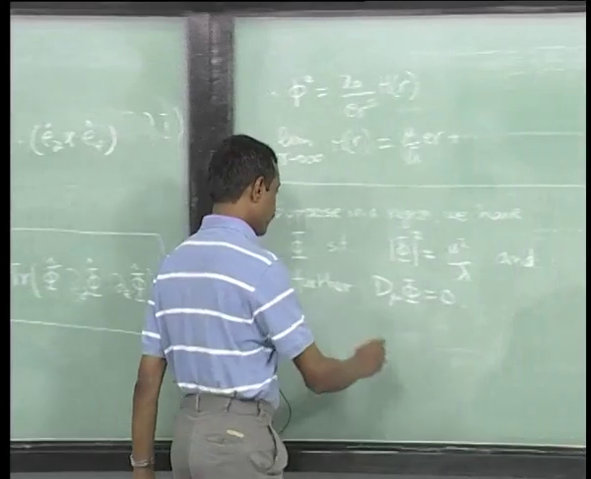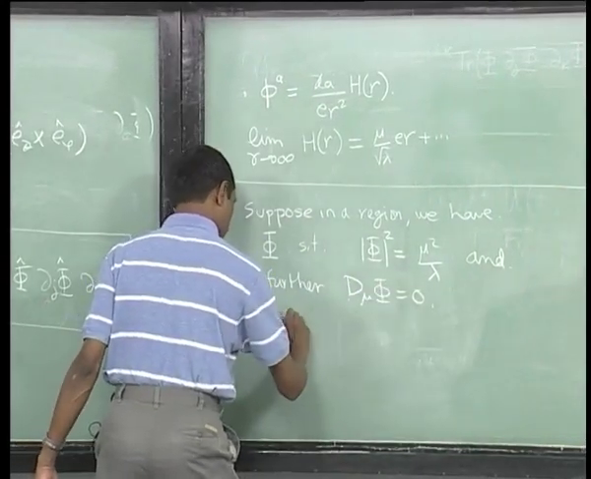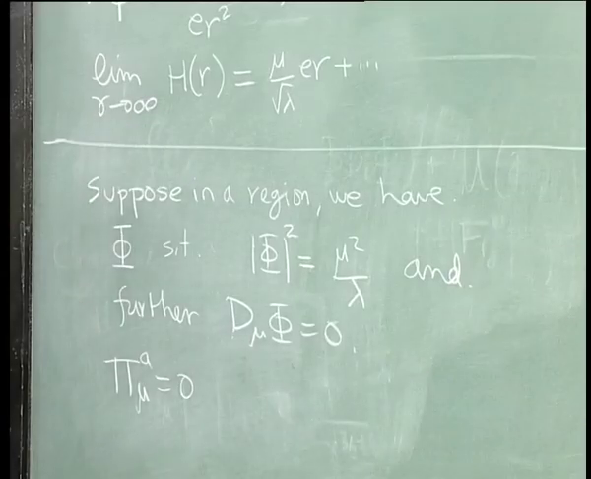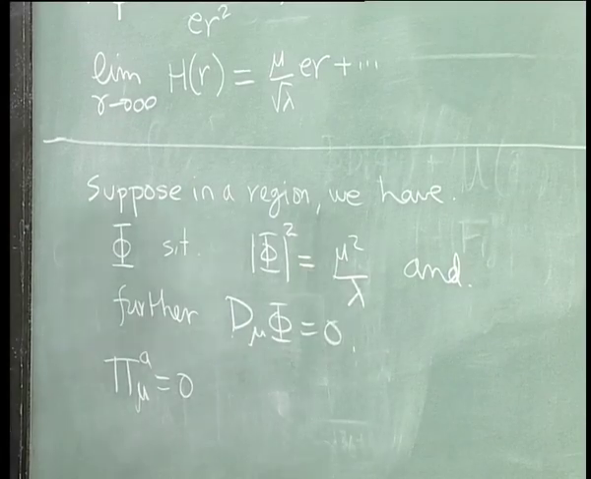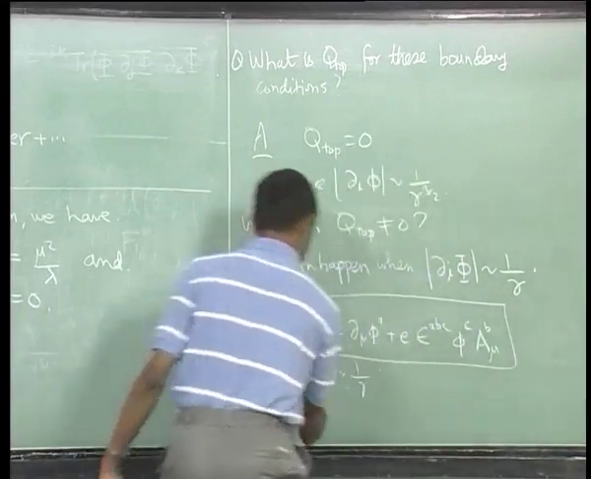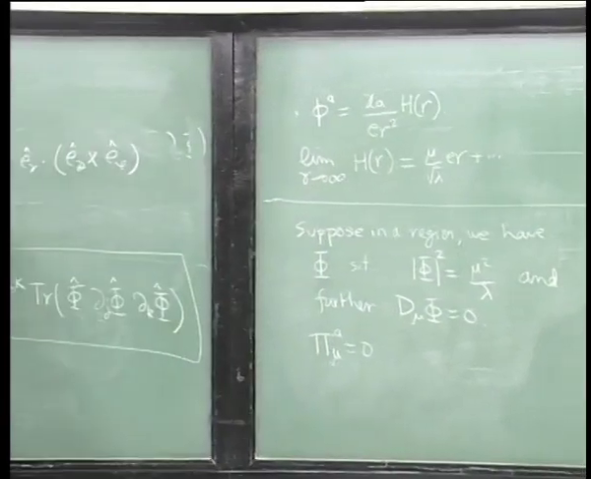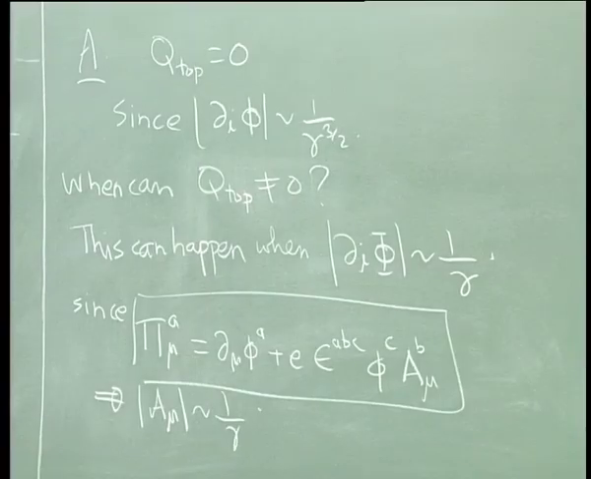Okay, so d mu phi is nothing but pi mu of a should be 0, and do we have an expression for pi mu of a? So this is what we get. So we need to solve this particular guy going to 0. Okay, and we are given phi, so we can solve.